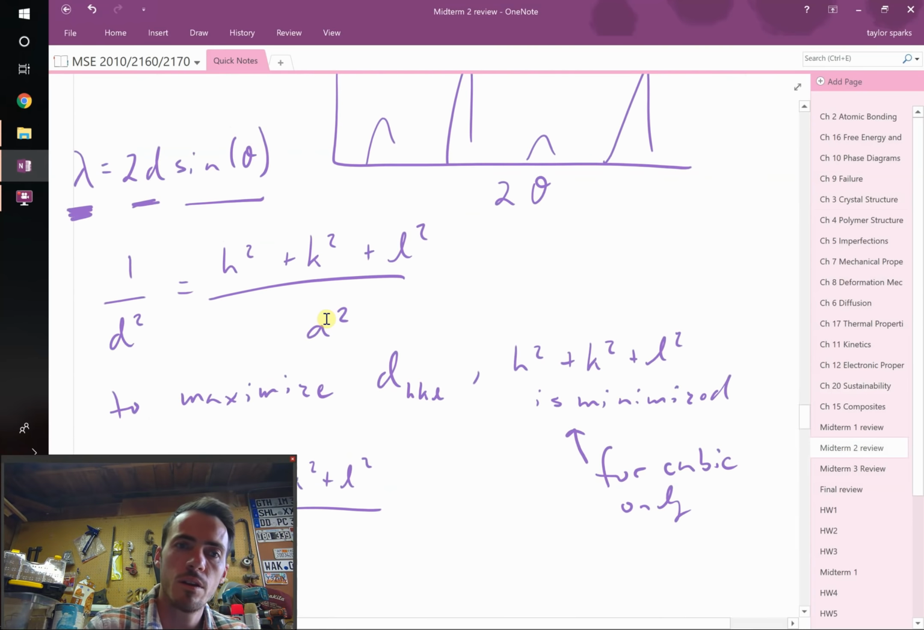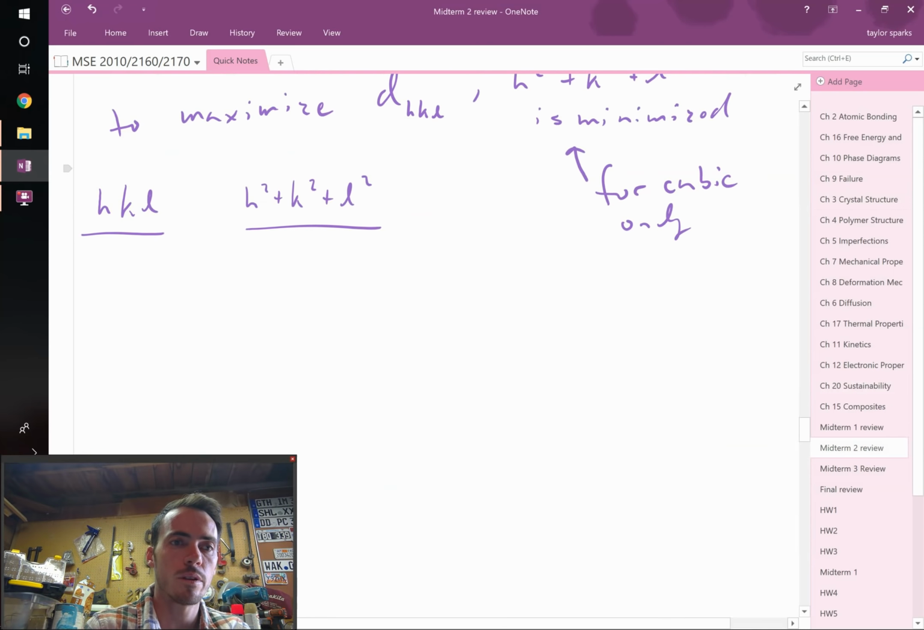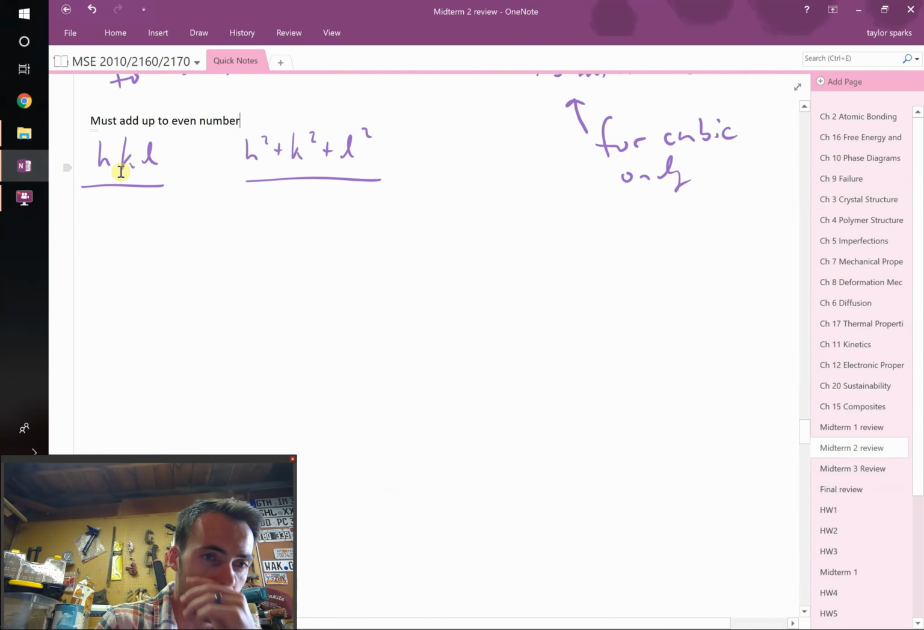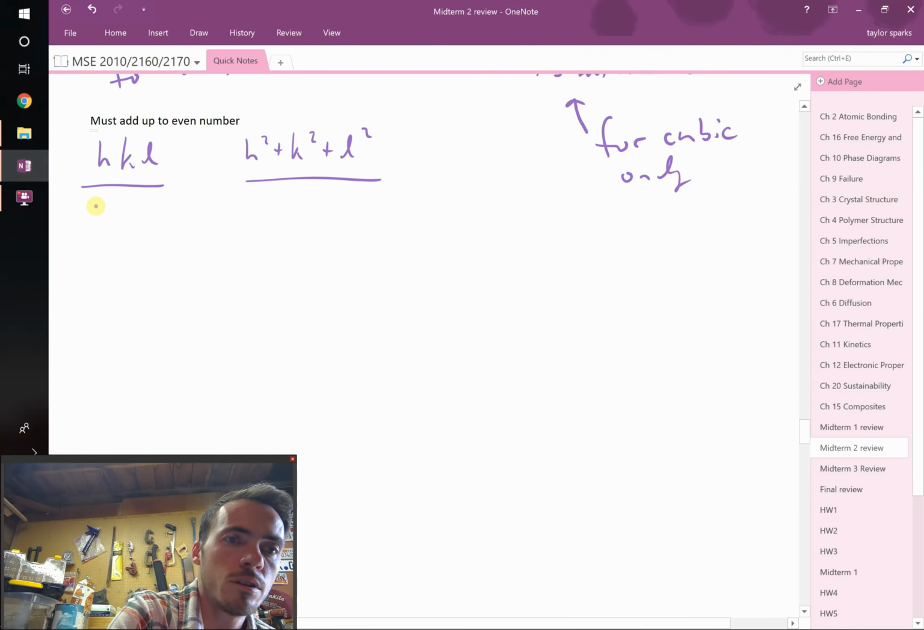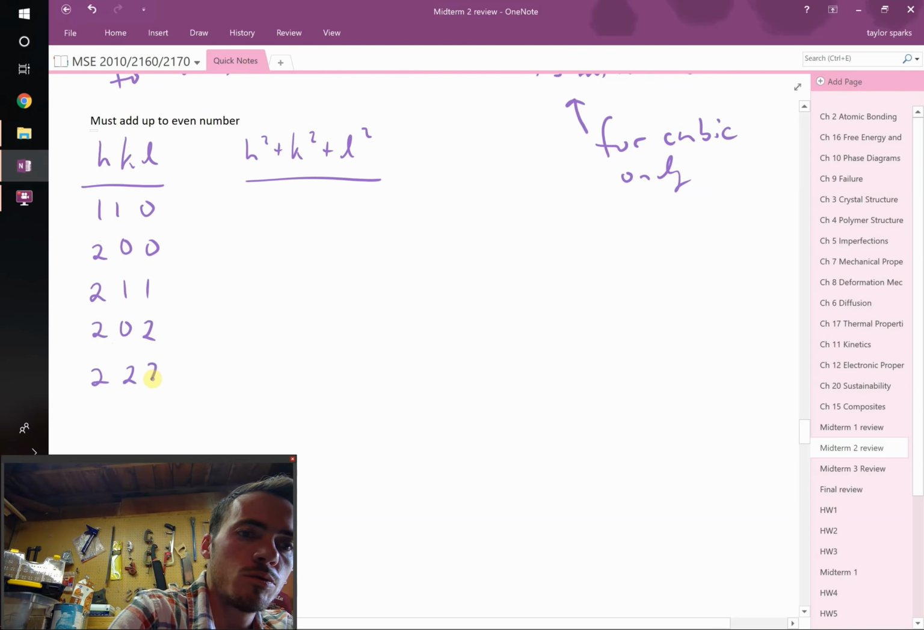If they have to add up to an even number, so we're going to say must add up to even number. All right, well, let's start picking things. Clearly, something like 100 doesn't work because that doesn't add up to an even number, so we don't have to consider it. But 110 does work. So does 200. So does 211. So does 202. So does 222. What else?